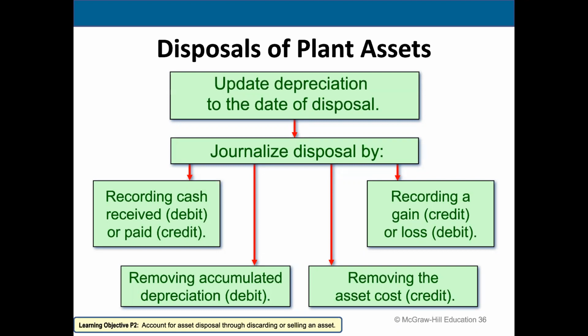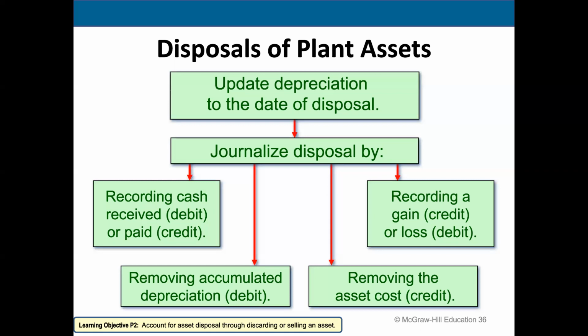So typically we do depreciation entries at the end of each fiscal year. And so unless we happen to dispose of it right at the end of the year, we're going to have to update the depreciation up to the date of disposal. So we'll journalize that by recording cash that we receive with a debit or paid with a credit. Sometimes somebody will buy it from you. Other times you may have to pay to get rid of something, a dumping fee or something.